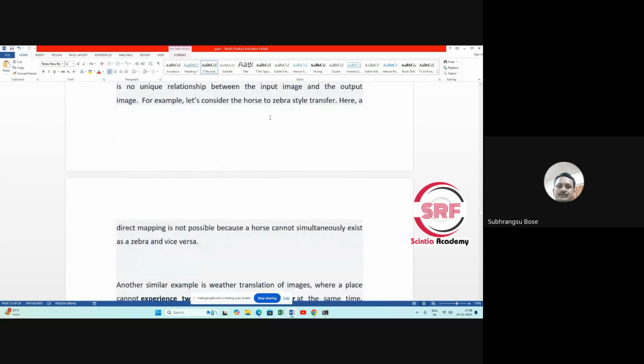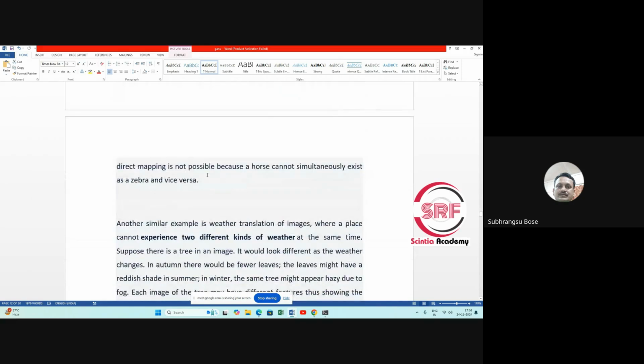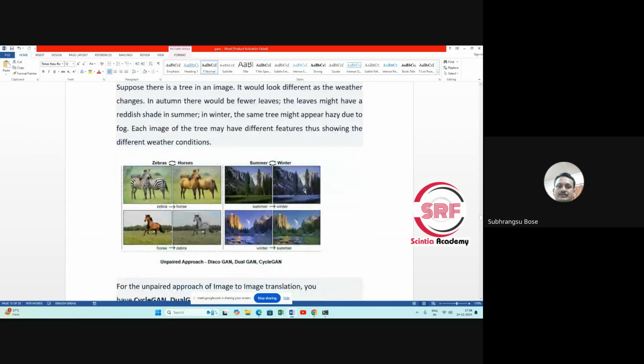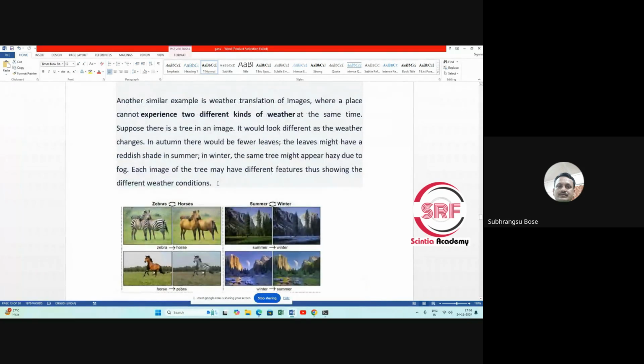For example, let's consider the horse to zebra style transfer. There a direct mapping is not possible because a horse cannot simultaneously exist as a zebra, and vice versa. Another similar example is weather translation of images, where a place cannot experience two different kinds of weather at the same time. This one, summer to winter weather translation, winter to summer weather translation.